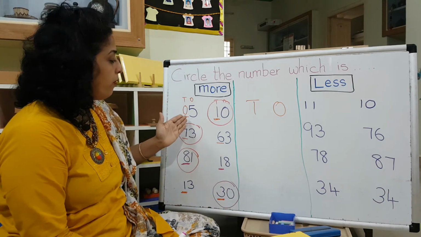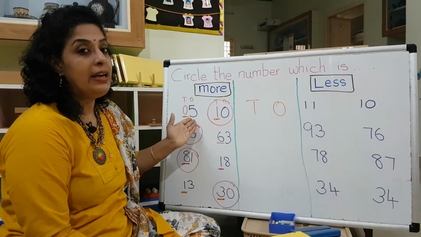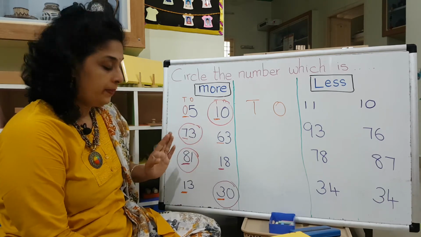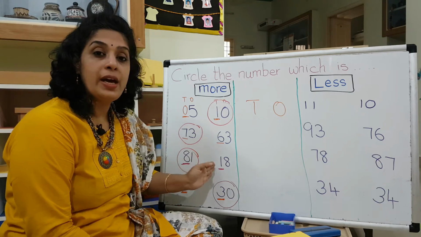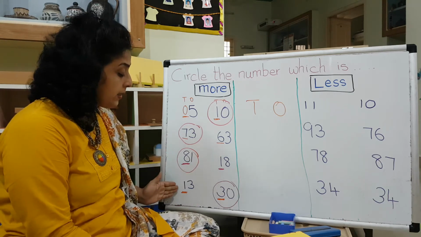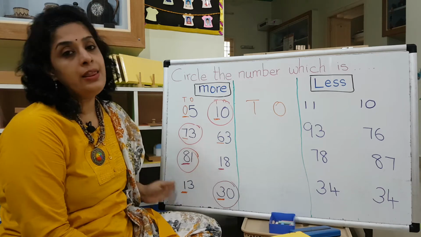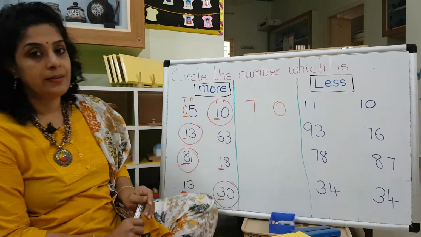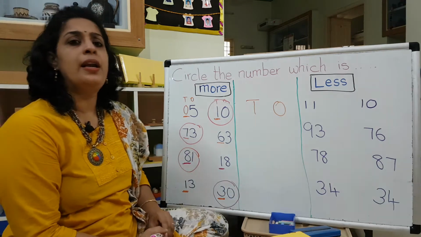Chariya? So, 10 is more than 5. 73 is more than 63. 81 is more than 18. And 30 is more than 30. So, with your cards also you can learn this. Okay, small numbers you can easily find out.